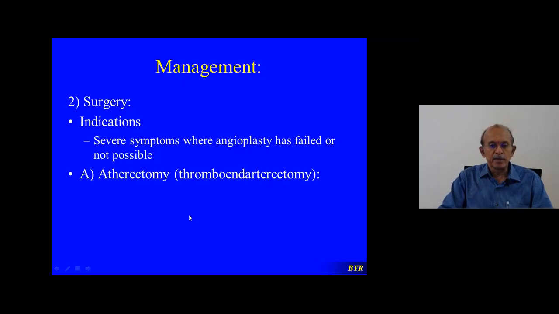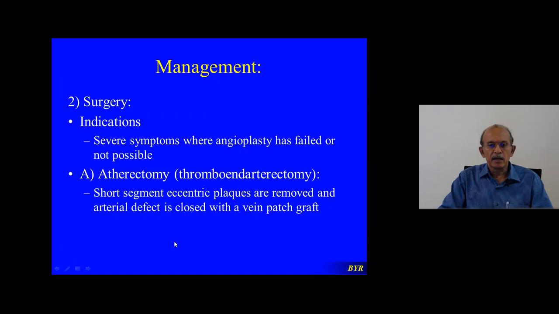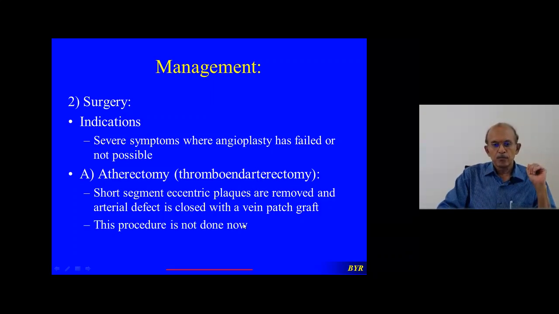The surgical procedures are atherectomy or thromboendarterectomy. Here, when there is a short segment, eccentric plaque, it is removed and the arterial defect is closed with a vein patch graft. So only one small segment of atherosclerotic plaque is there causing obstruction. So you just remove that plaque and close the artery with a vein patch graft. Already I have shown you the vein patch graft. This procedure is not done nowadays.